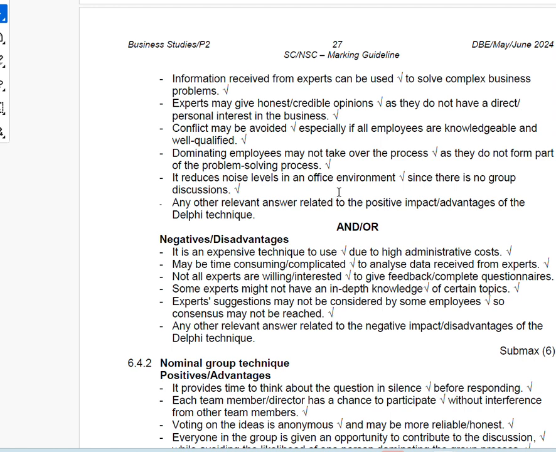Then the negative part: it is an expensive technique to use due to high administrative cost, may be time consuming and complicated to analyze data received from experts. Not all experts are willing or interested to give the feedback or complete the questionnaires. Some experts might not have an in-depth knowledge of certain topics. Expert suggestions may not be considered by some employees, so consensus may not be reached.